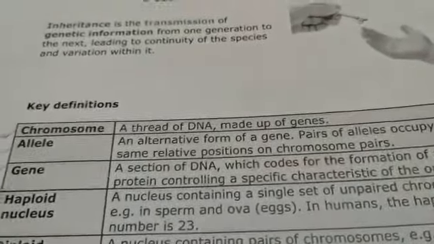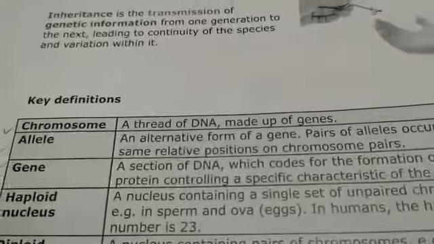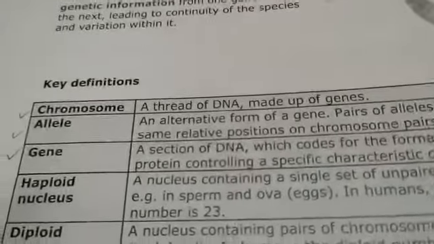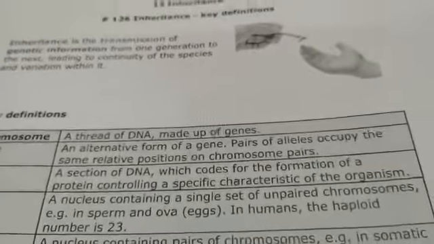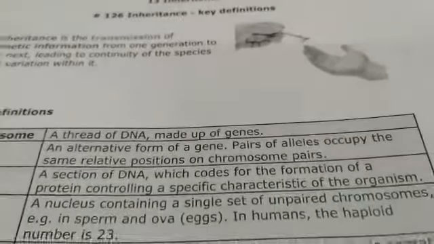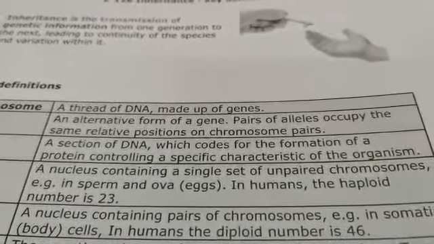Chromosomes means a thread of DNA made of genes. And then gene, you can see the third one: a section of DNA which codes for the formation of a protein controlling a specific characteristic of the organism. If you are looking into the detail, I will show you.